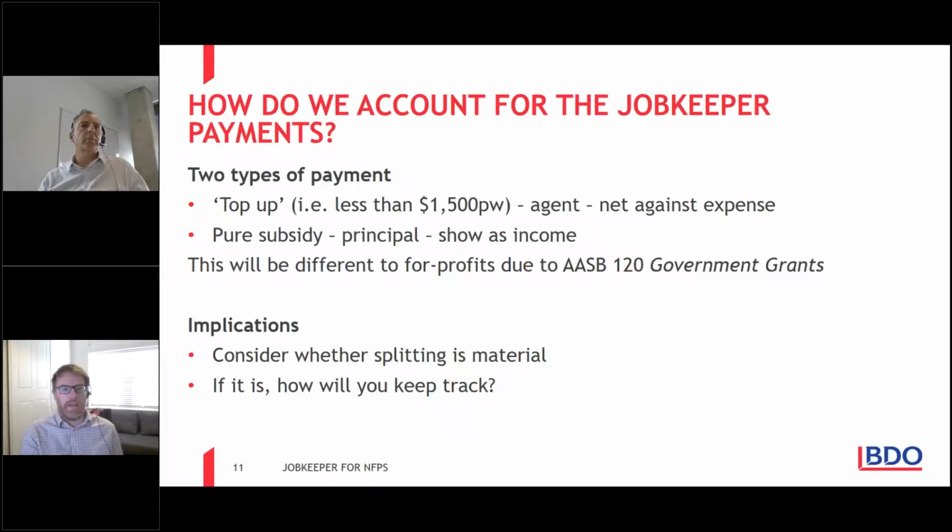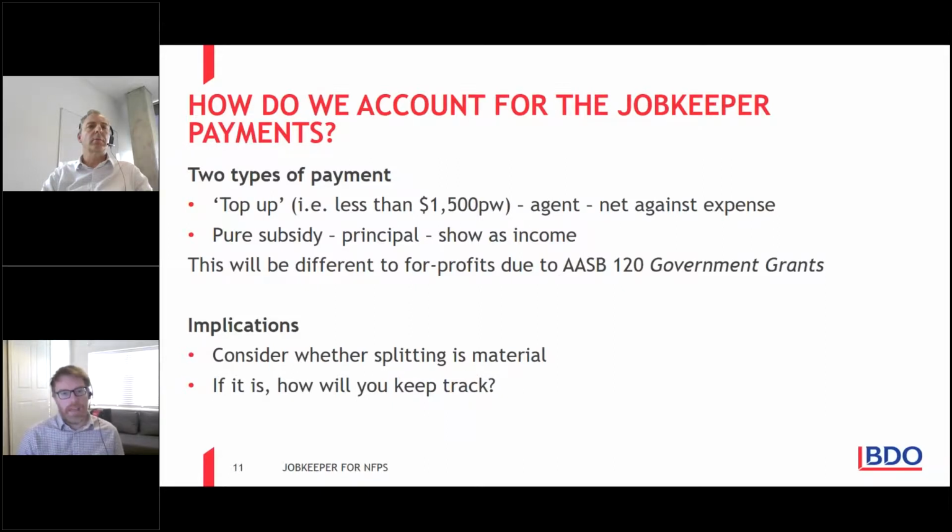So two types of payment. You've effectively got the top-up type. So these are people that might be casual or currently earning less than $1,500 per week, and that's where you're potentially making a small top-up payment and being funded by the government for the full $1,500 a week, or the full $1,500 a week is being provided to you for that casual staff member. Versus what we're calling the pure subsidy. So that's where you've got employees that are being paid more than $1,500 per week, and the organisation is just receiving that $1,500 directly. So there's potentially two different treatments there.